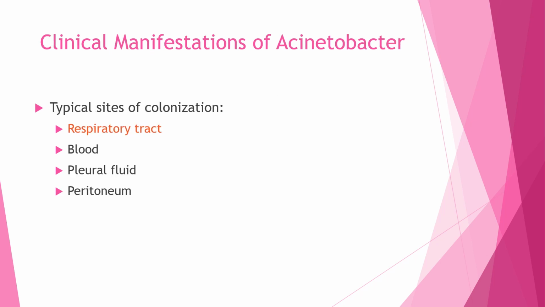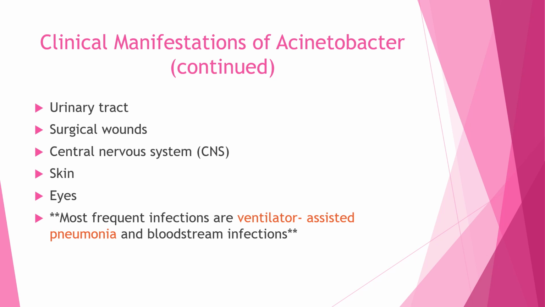So clinical manifestations of Acinetobacter: the typical site of colonization is the respiratory tract. Also blood, pleural fluid, and the peritoneum. The urinary tract, surgical wounds, the central venous system, the skin, the eyes.